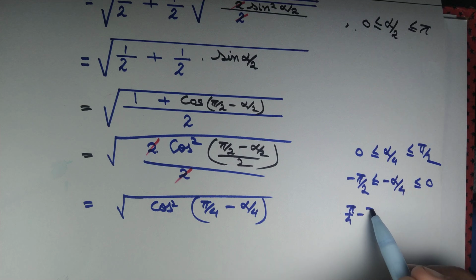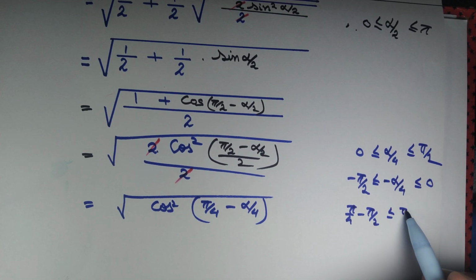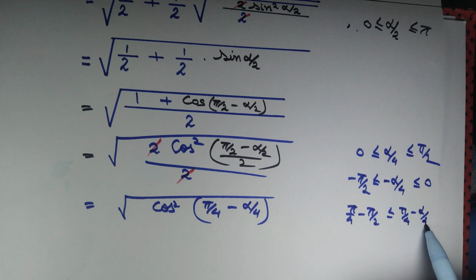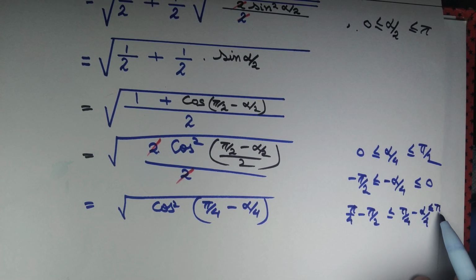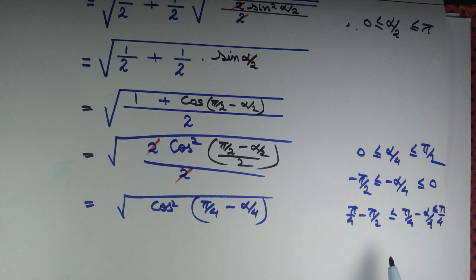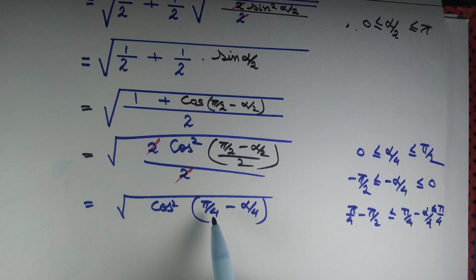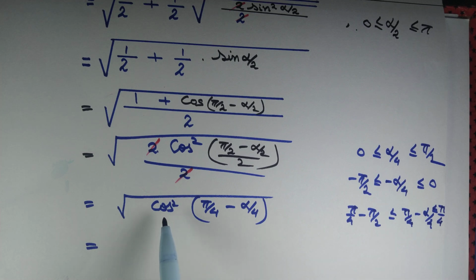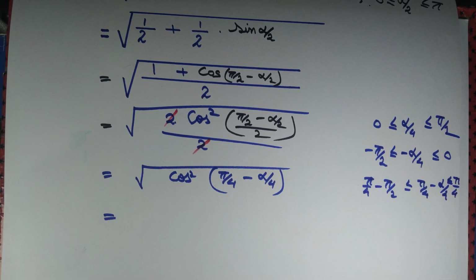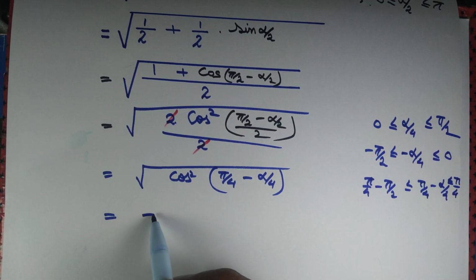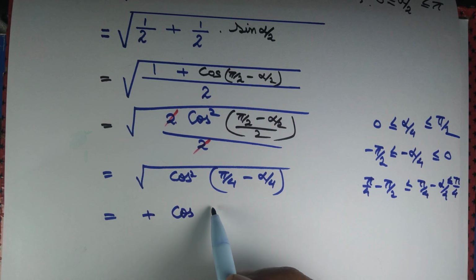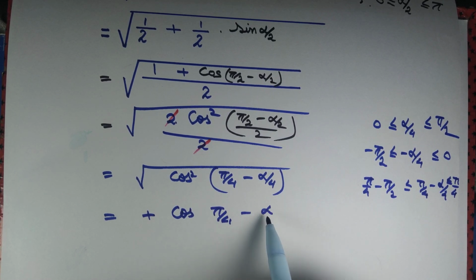Pi by 4 minus pi by 2 must be less than or equal to pi by 4 minus alpha by 4. That must be less than or equal to pi by 4. And this is minus pi by 4. So we observe that this angle lies between minus pi by 4 and plus pi by 4, and that means either in fourth quadrant or first quadrant. Now if theta lies between fourth quadrant and first quadrant, cos theta is positive, so this is simply equal to plus cos of pi by 4 minus alpha by 4.